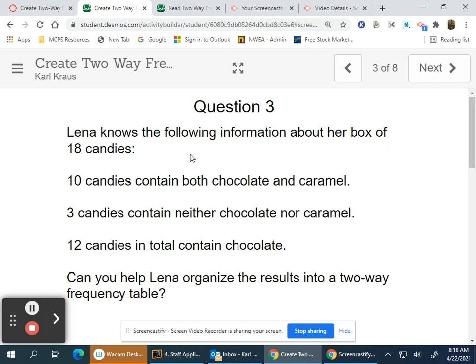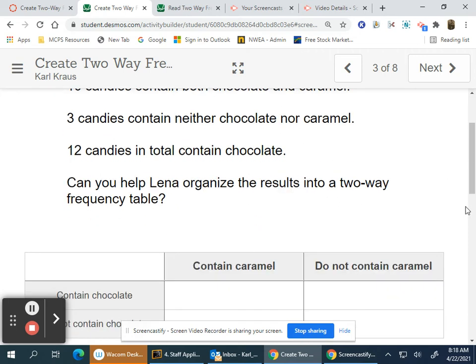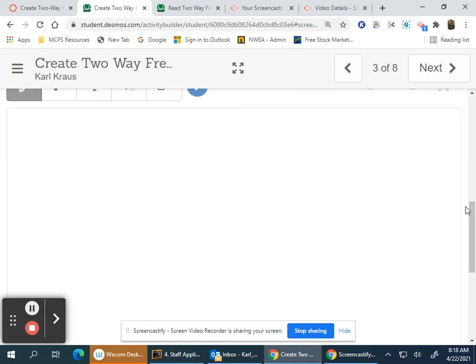All right. Lena knows the following information about her box of 18 candies. 10 contain both chocolate and caramel. 3 contain neither chocolate nor caramel. 12 candies in total contain chocolate. Can you help her organize the information in a two-way table?